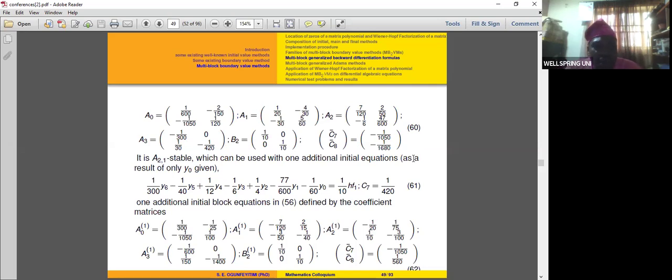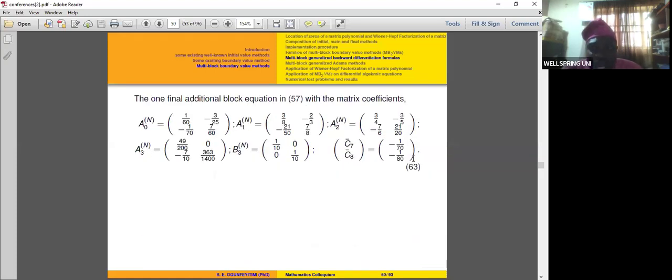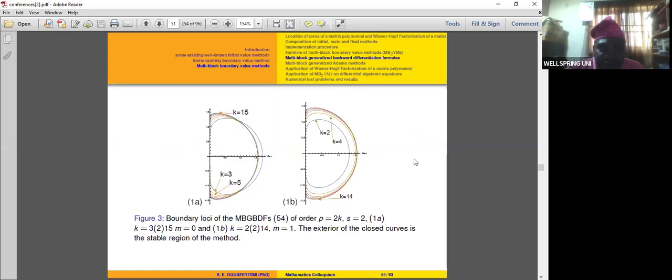Then coupled with one additional initial equation given in equation 62, we have the final one given in equation 63. We show the boundary locus of the multi-block boundary value method. For the case of odd numbers, we have from k equals to 3, 5 down to 15. Then for the case of even numbers, we have 2 to 14. Although we can go above this, because of the processor of our system, we could not go above k equals to 15.